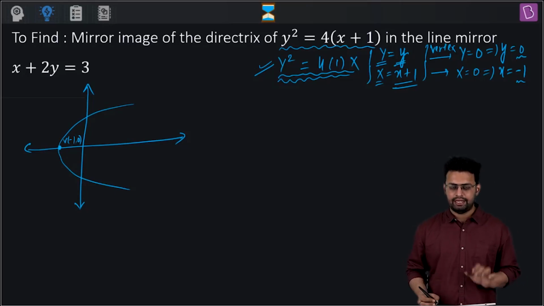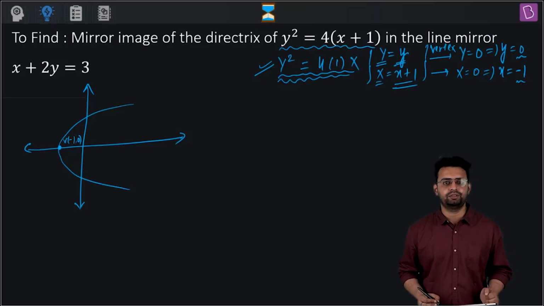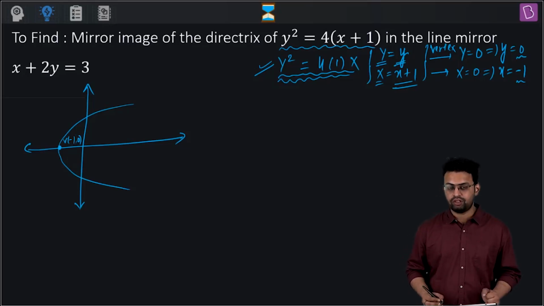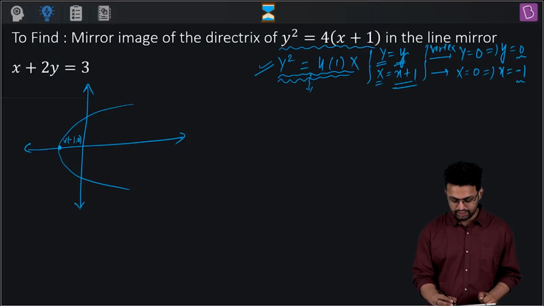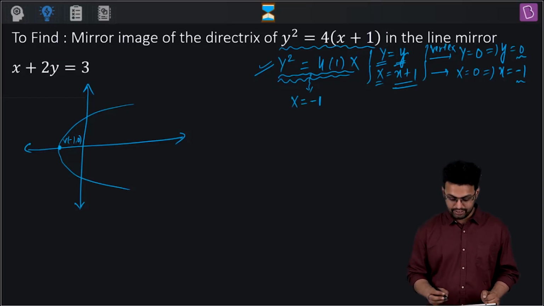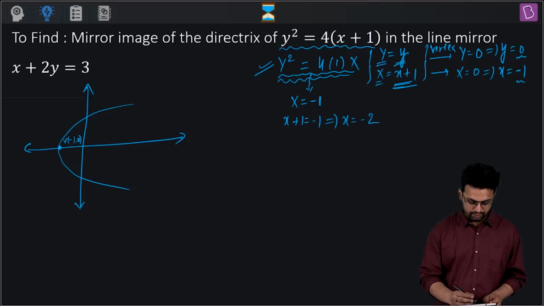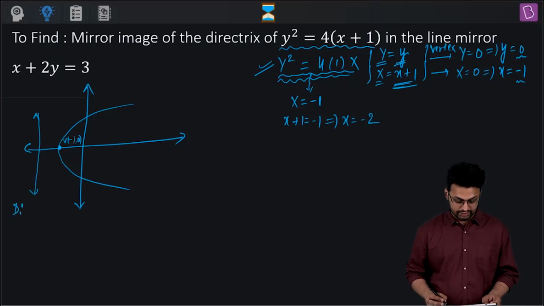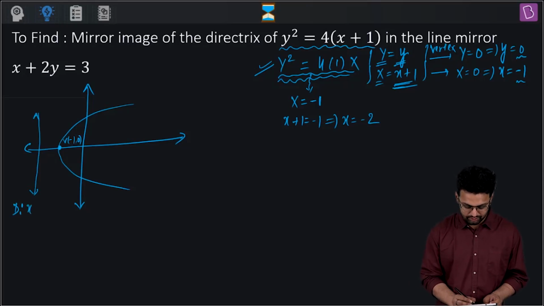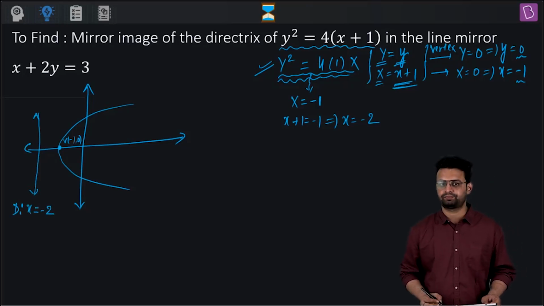Cool. Okay, now comes how to find the equation of the directrix. So the equation of the directrix of this parabola is capital X is equal to minus a, which is minus 1. In place of capital X, if again I put x plus 1 is equal to minus 1, from here I'll get x is equal to minus 2. So the directrix is going to pass through here, and the equation of this directrix is nothing but x is equal to minus 2.